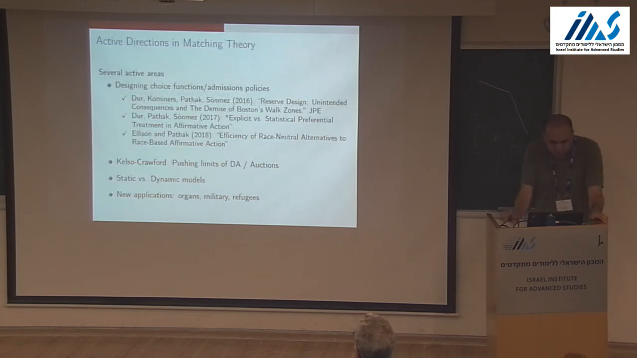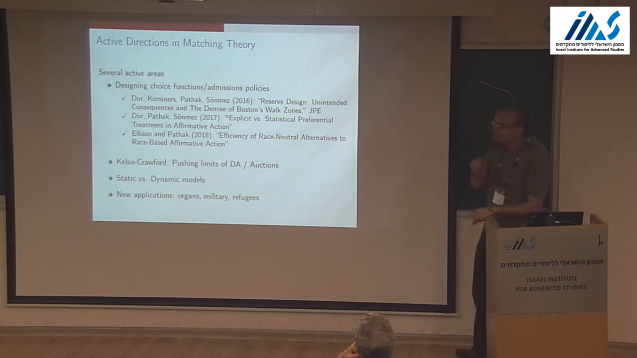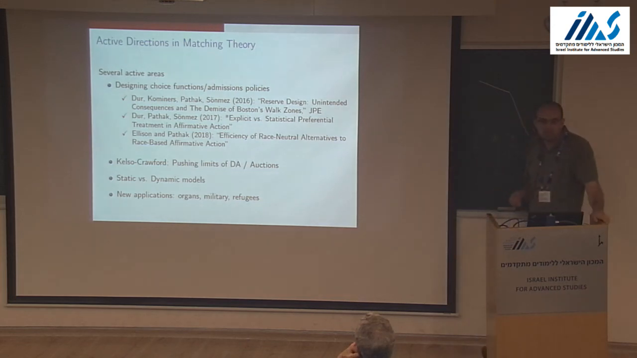So let me wrap up with some of the things I wish I had time to tell you more about, which are active areas in matching theory. One thing I'm particularly interested in is related to Ariel's question: where do these priorities come from? What are good priorities? How do these relate to broader aspects of the market, as Ali was saying? That's particularly germane in debates about affirmative action policies.